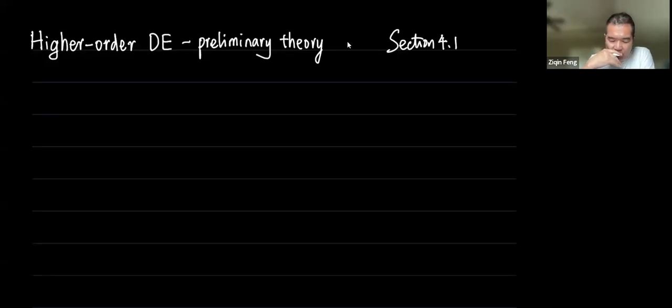In this video, we'll discuss some preliminary theory about higher order differential equations. Basically, we will first give two definitions. One is the initial value problem, and we also give some results about the initial value problem. Under some conditions, we will give a sufficient condition such that such a problem will have a unique solution on some interval. The interval will also be determined.